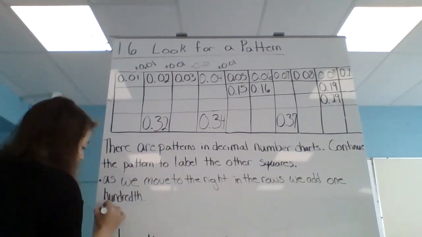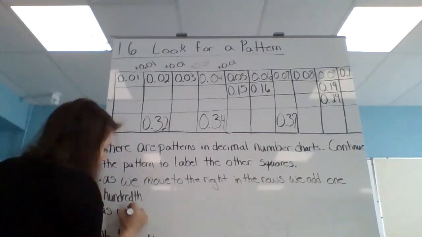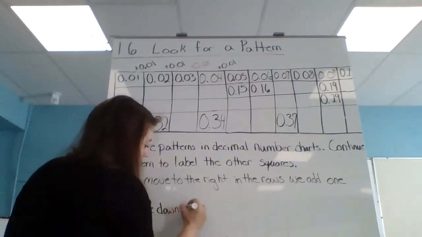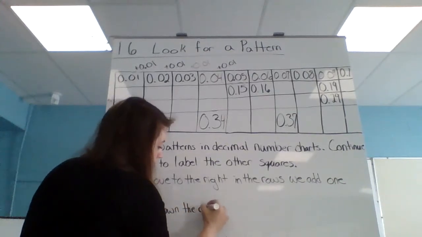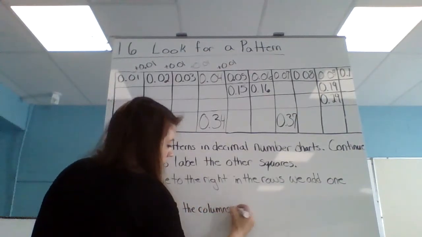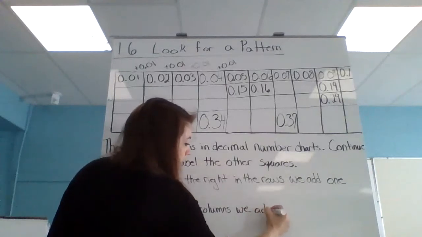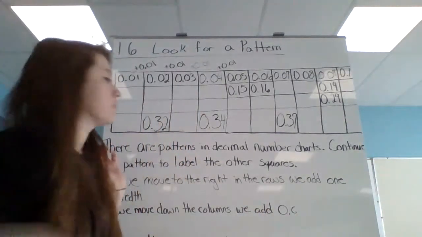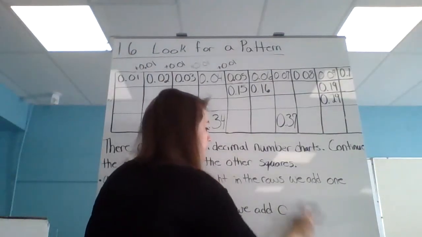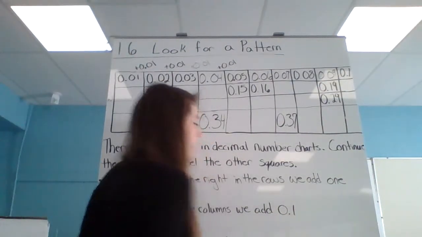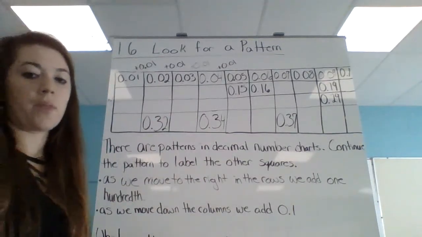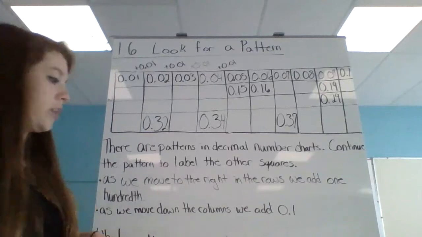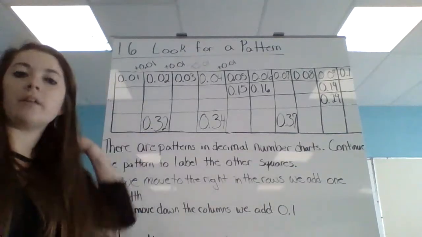So our second one, as we move down the columns, we add 1/10. So I wrote that out as the numerical, the standard version rather than the word version like I did on the previous one, but you guys get the idea.